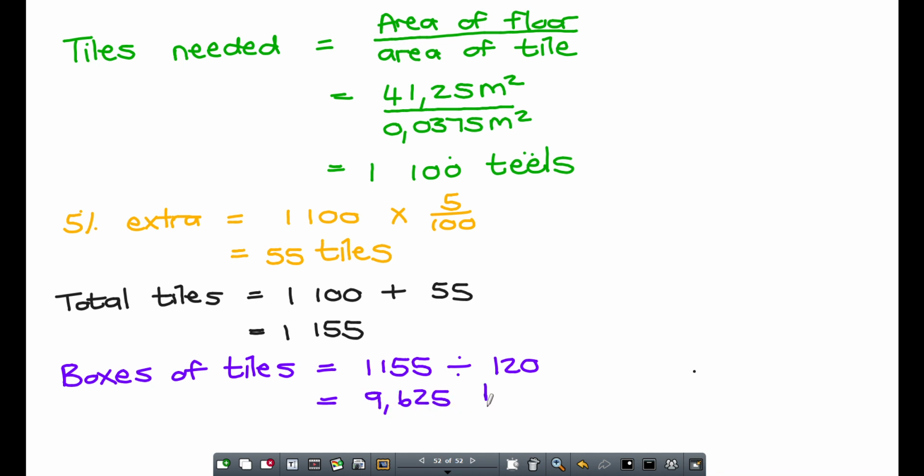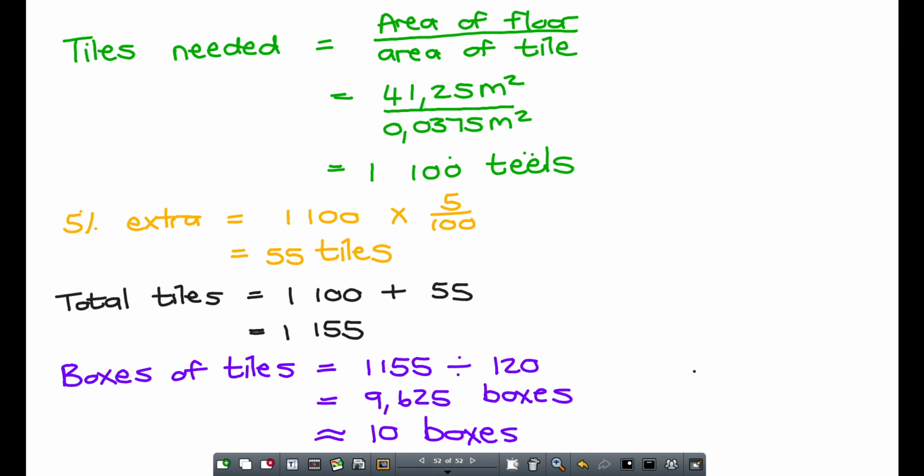9,625 boxes. Maar okay, die 9 is maklik. I know I'm going to need 9 boxes, but can I buy 0,625 of a box? So gaan ek nou oprond? Am I going to make it 10? Or am I going to say, we only need 9 boxes? Ons moet dit oprond, nee. Goed, want as jy sou sê net 9 bokse, dan gaan jy te min teels hê. Okay, so that's why we say we actually need 10 boxes of tiles.